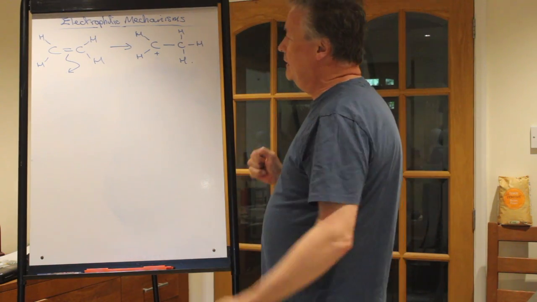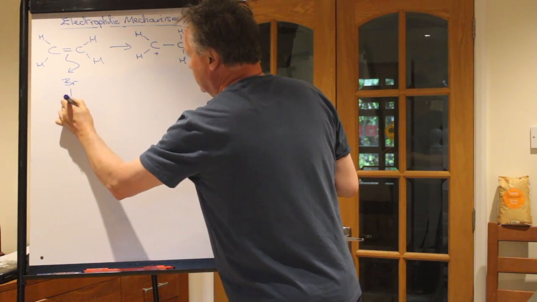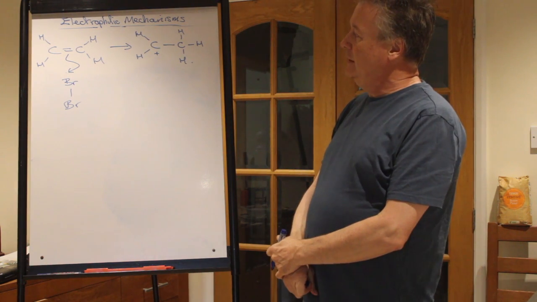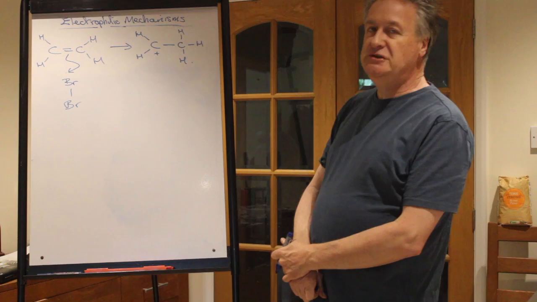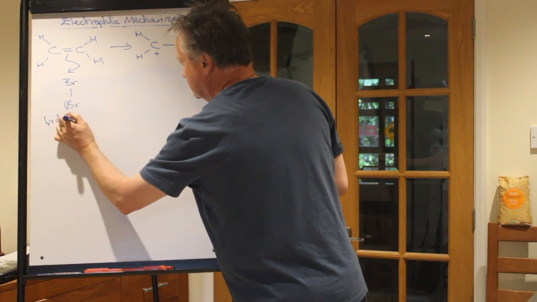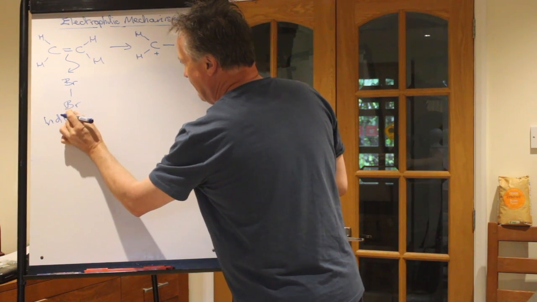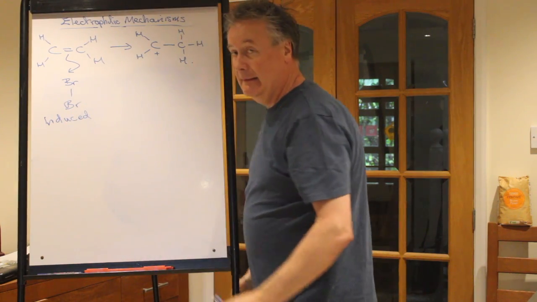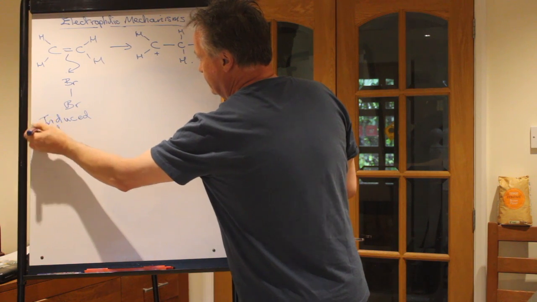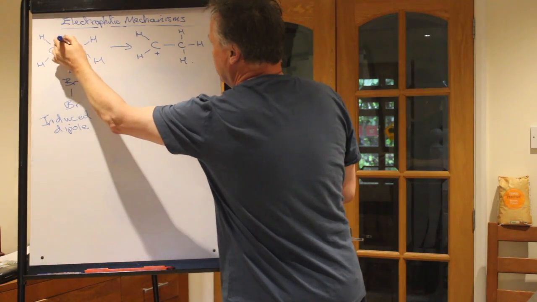So you can see my board doesn't go clean, it's getting a bit overused over these weeks. So what you have now, with our non-polar example of bromine, is that bromine comes and we need to induce a dipole. Nearly spelled that wrong. Induced.